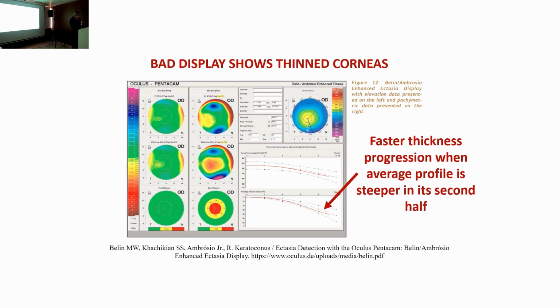Okay, this is shown by the graphics of the Belling-Ambrosio display. We know that when the second half of the graph goes steeper, it is because there is a faster progression, but it is interpretation also.